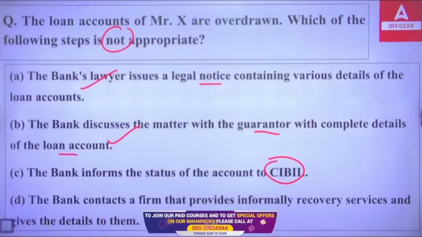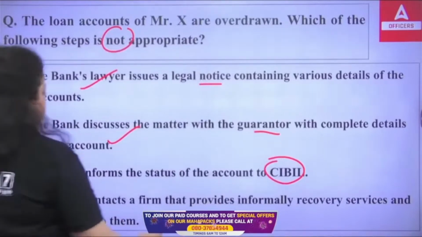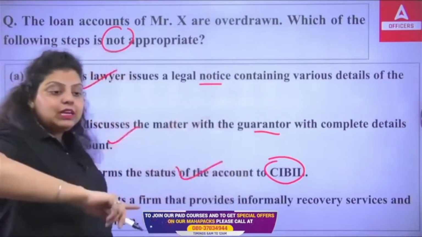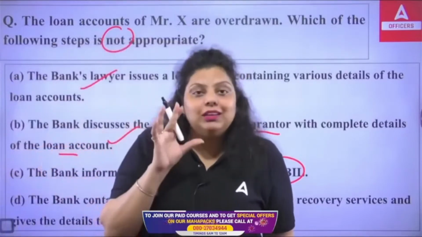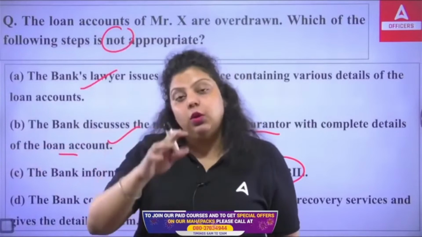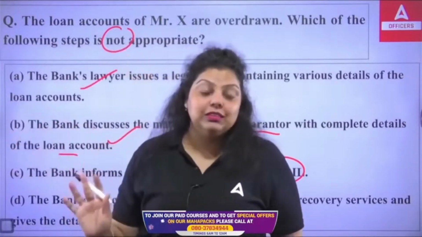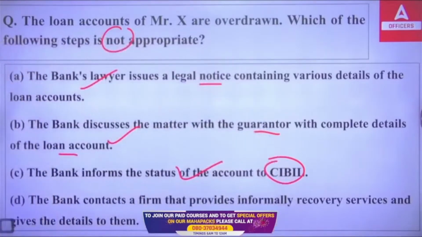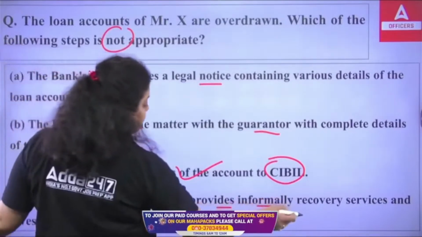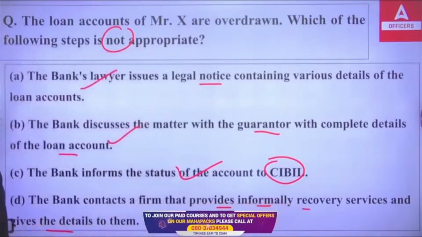commercial. Okay, so the bank informs the status of the account to CIBIL, obviously, so that if the customer goes to another bank and asks for a loan, CIBIL will be there to inform the bank that this customer has defaulted with another bank, so that the other bank will not approve the loan of the customer. This is also a right step. So the bank contacts a firm that provides informal recovery services and gives the details to them. This cannot be done. This is not a professional way to overcome this issue of an overdrawn amount in the loan account.